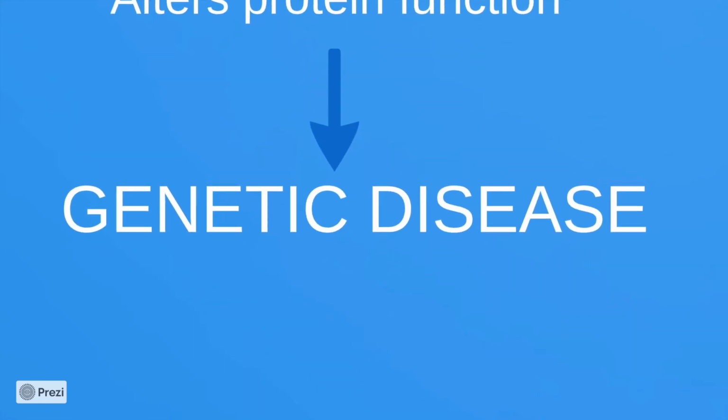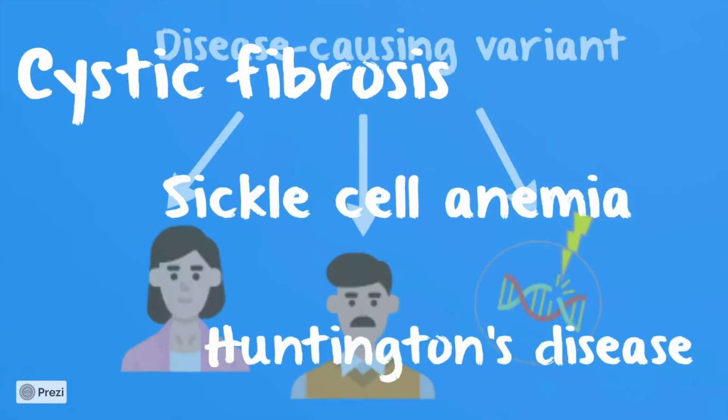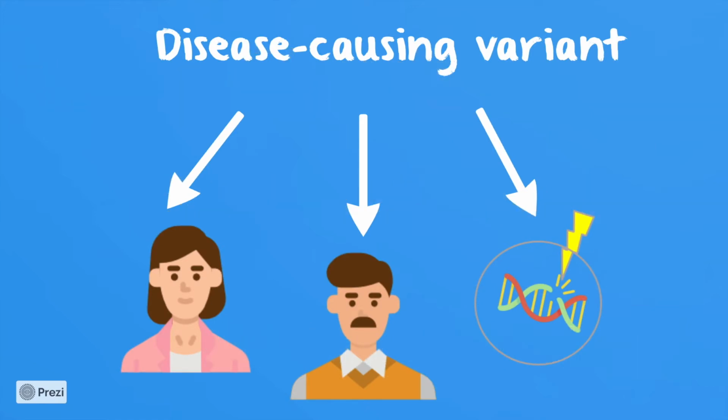Simply put, a genetic disease is a disease caused by a change in the DNA sequence of an individual, called a variant. Examples of genetic diseases are cystic fibrosis, sickle cell anemia, and Huntington's disease. To get the genetic disease, you must have the disease-causing variant. You can get this from your mom, from your dad, or even from a random mutation called a de novo variant, which can happen when your DNA is copied mistakenly.